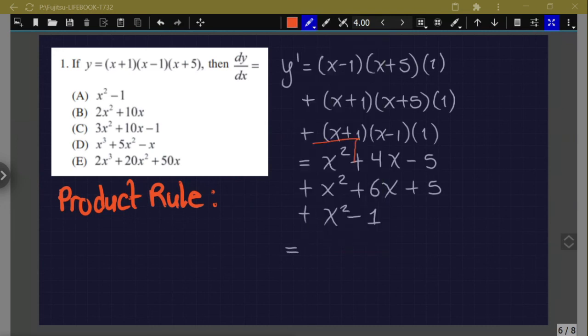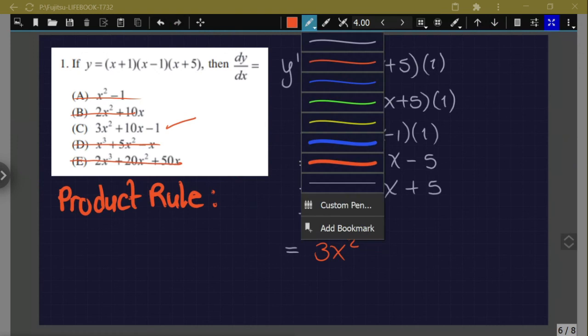I can see that all of these are going to be 3x's by collecting like terms, correct? And right there, you will see that 3x squared is only in C. We know it's not that one. It's not going to be that one, nor this one, nor that one. So again, same result. Then let's complete the rest.